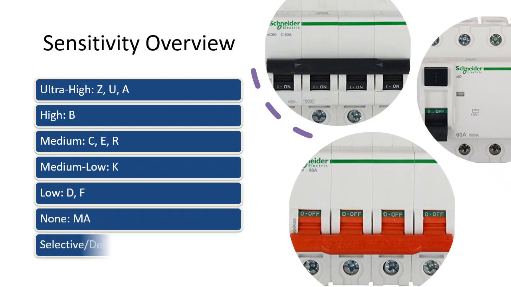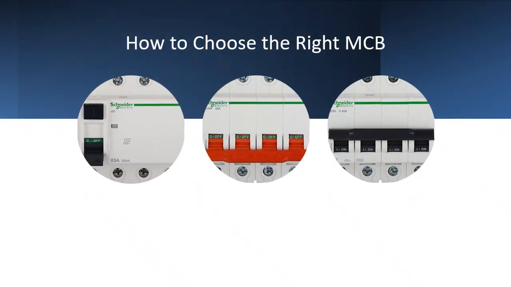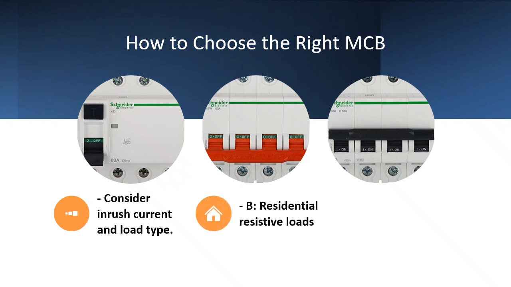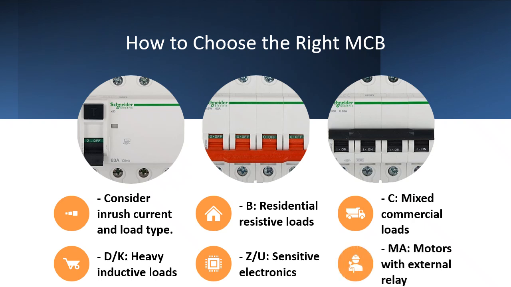How to choose the right MCB? Choosing the right MCB involves understanding the load type and inrush characteristics. Resistive loads like lights and heaters work well with B curve. For commercial devices with mild inrush, use C. For industrial motors or transformers, D or K is preferred. Electronics require Z or U curves. If thermal protection is handled externally, MA curve is ideal.